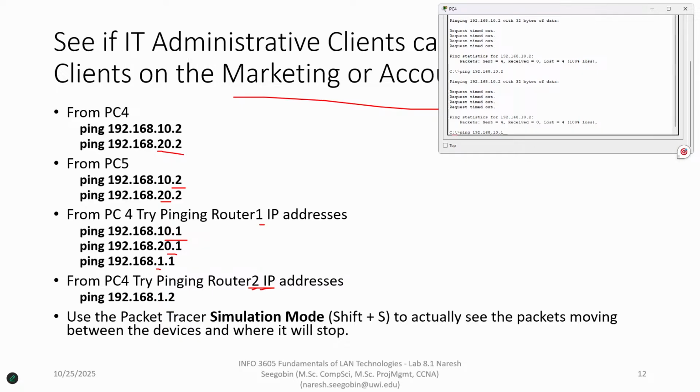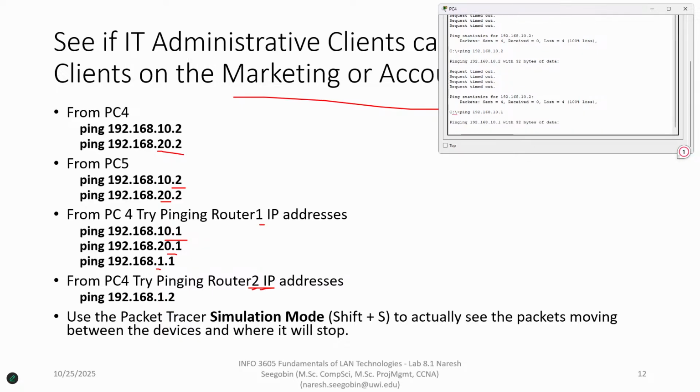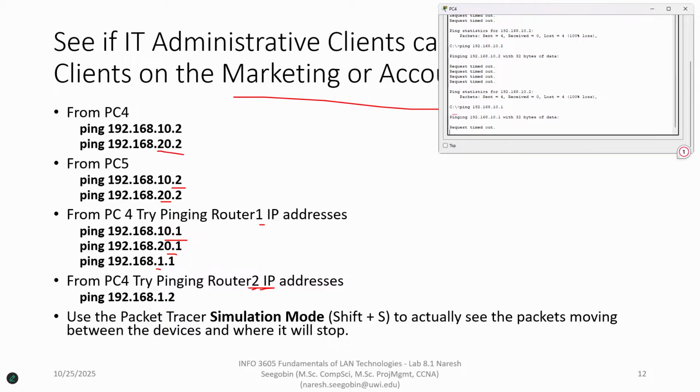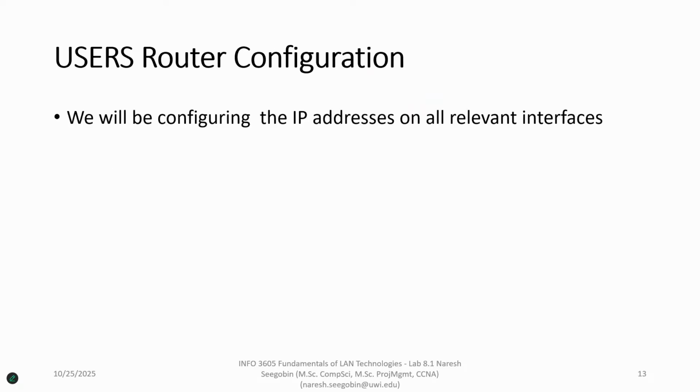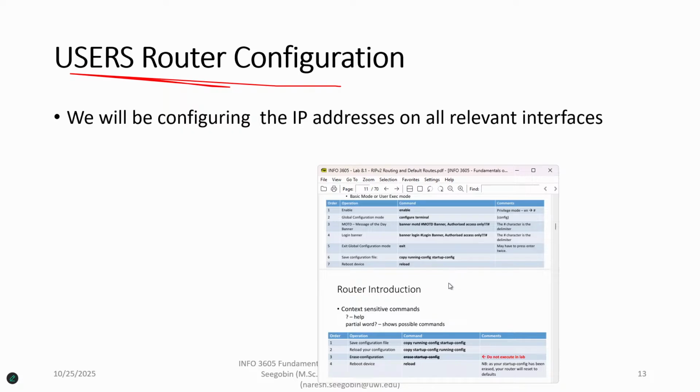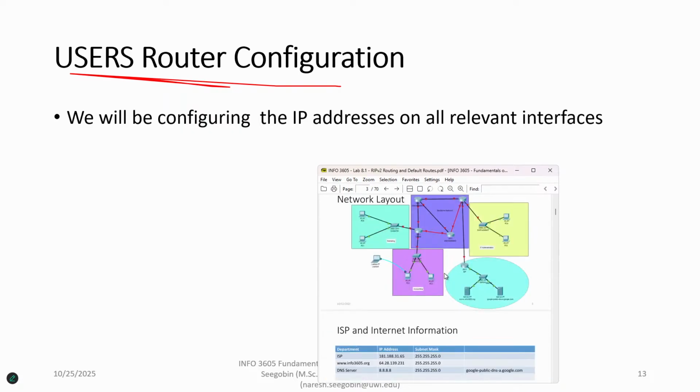10.1. It's not going to work. It's not going to get out. So we have to continue, right? So we'll be configuring the IP addresses on all relevant interfaces. We're going to use the user's router. Right? So we'll go back to this diagram here.